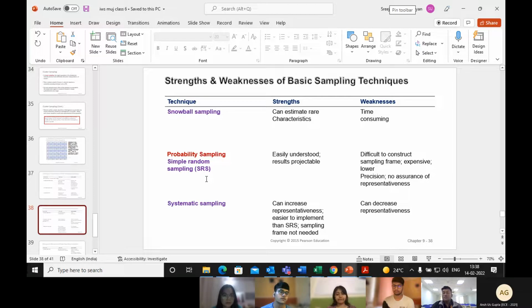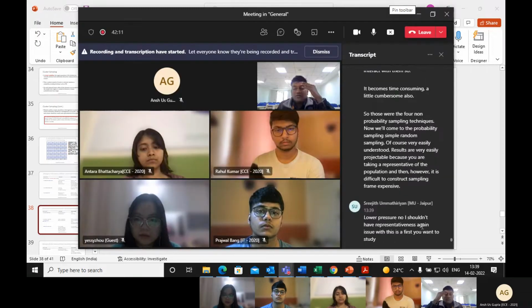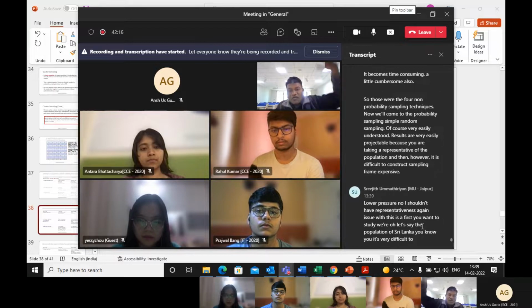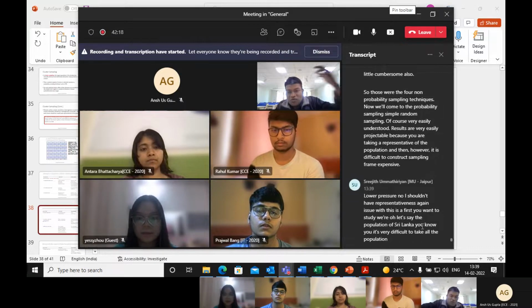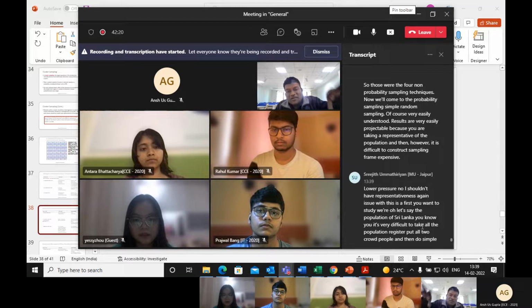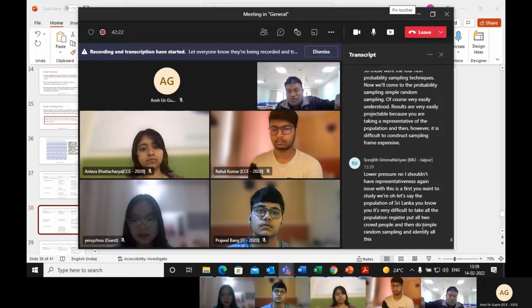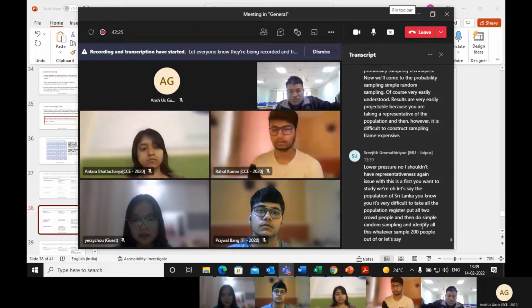Simple random sampling, of course, is very easily understood. Results are very easily projectable because you are taking a representative of the population. However, it is difficult to construct a sampling frame, expensive, lower precision, no assurance of representativeness. Again, the issue with this is, if you want to study, let's say, the population of Sri Lanka, it's very difficult to take all the population register, put all 2 crore people, and then do simple random sampling and identify whatever sample, 200 people out of, or let's say 10,000 people.